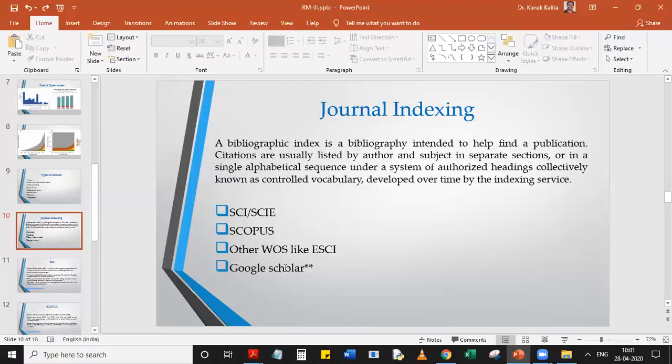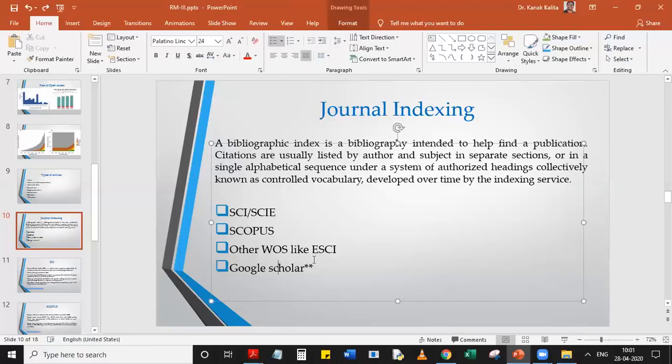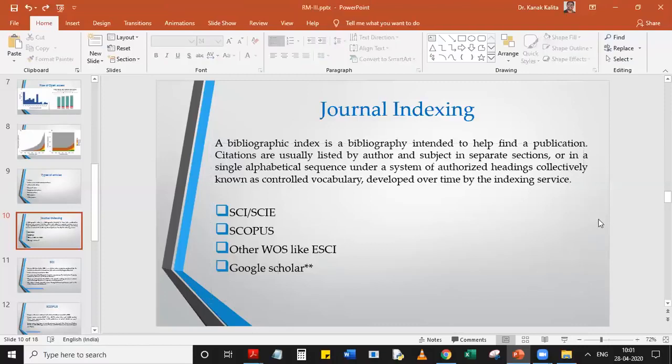Now, I have also listed Google Scholar here in the bibliographic index, but I have put two star marks, meaning conditions apply. The condition is that a lot of us believe it to be a bibliographic index. To some extent it is, but it is more like a search engine. What Google Scholar does is track all the papers available on the internet, because Google has a very powerful search engine of its own. Based on that, it searches all the scholarly articles out there, groups them, and provides links to them, or categorizes them together.